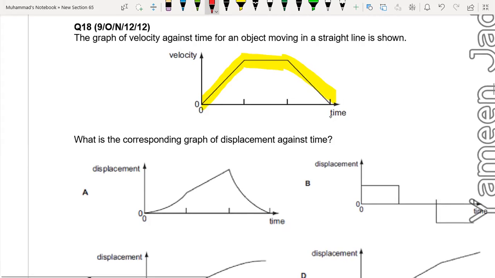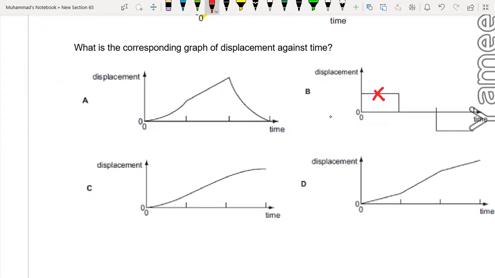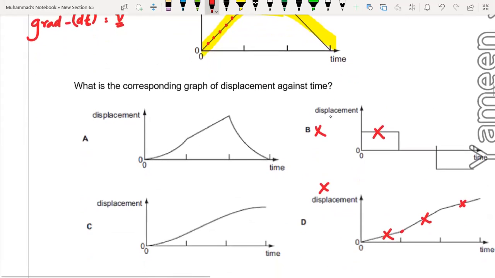You know, the gradient of the displacement time graph is velocity. Okay. So if the velocity is increasing, then we can conclude that the gradient of the displacement time graph should increase. Over here, the gradient is 0. Over here, in the first part, gradient is constant, then constant, then constant. So that's why B and D are incorrect.